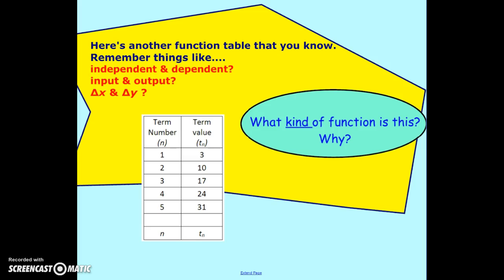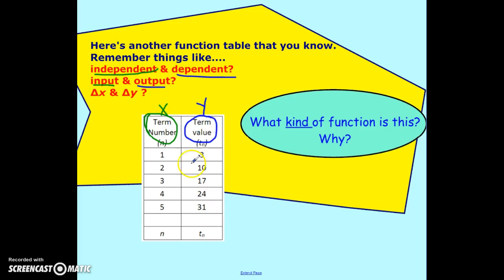In the previous slide, our table was written horizontally, but you might see it vertically. This is probably a little bit more how you would see it. But we can still assign these terms to these vocabulary words for our arithmetic sequence. So the independent, the input, refers to the term number. This is like your x. And then the dependent, the output, would still refer to your term value. This is like the y.